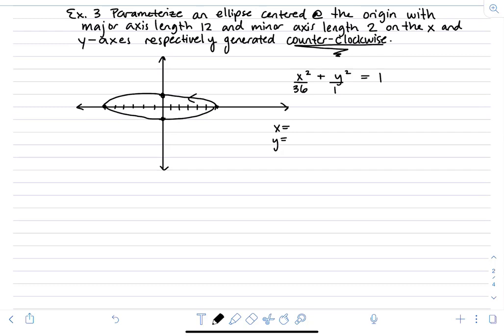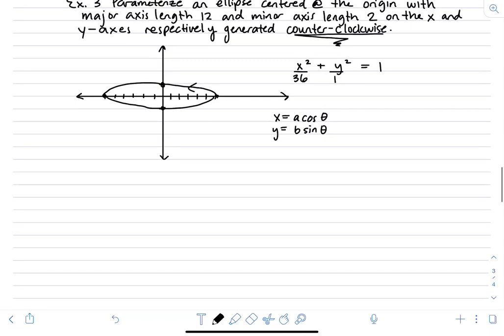So I have a speculation that it's probably going to end up being 6 cosine theta and 1 sine theta, but we'll play dumb a little bit here and just see how it works out with our algebra. So if I have x equal to a cosine theta and y equal to b sine theta, and I plug that in, I get a squared cosine squared theta over 36 plus b squared sine squared theta over 1, and I need that to be equal to 1. So in order for it to actually be equal to 1, I need my a squared over 36 to be 1 and my b squared over 1 to be 1. So that would mean that my a should be 6 and my b should be 1.